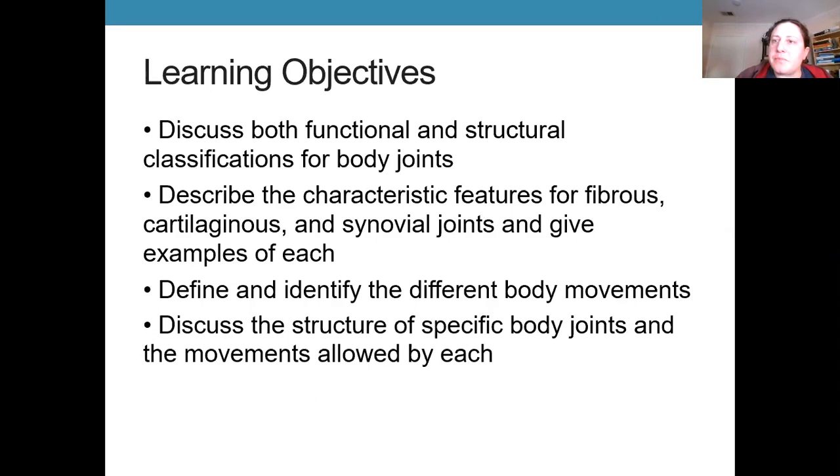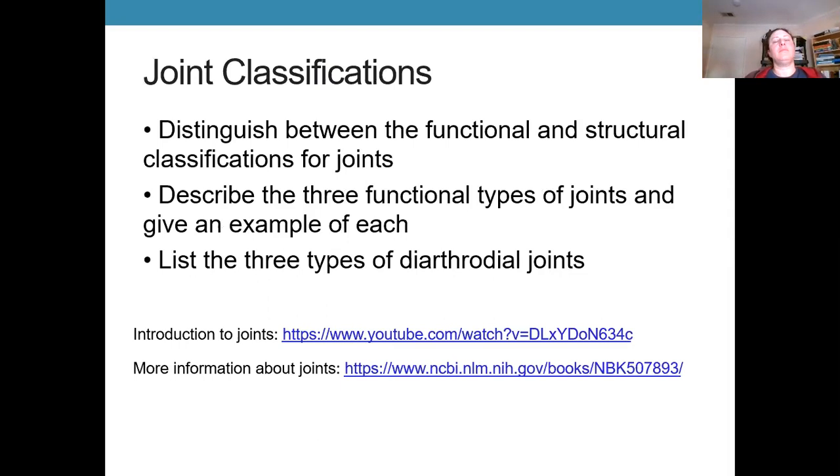So we're going to start by looking at how we classify joints, and we're going to go on from there. So there's two different ways that we can classify joints. And let me make sure my pen's working. There we go. We have functional as well as structural classifications. So we're going to look at both of those. And then we're going to look at some examples of each of those types of joints.